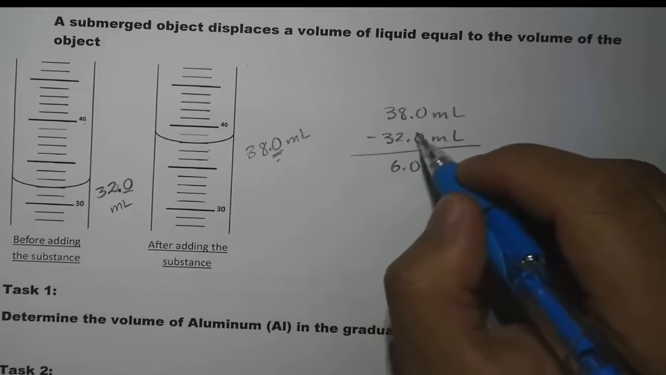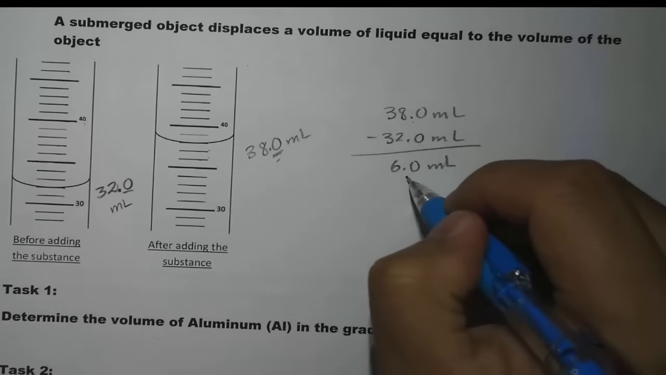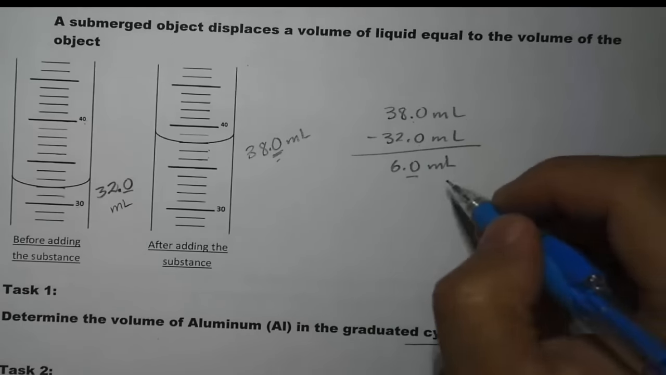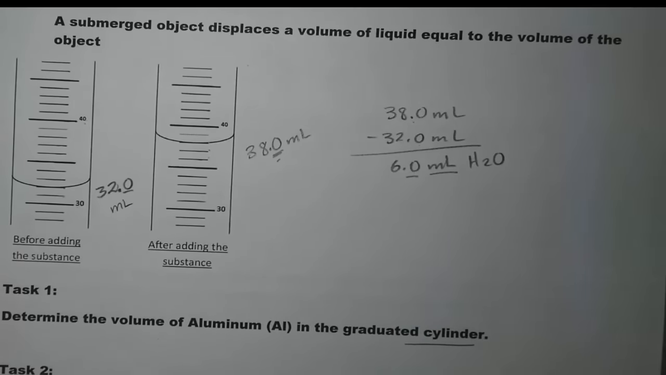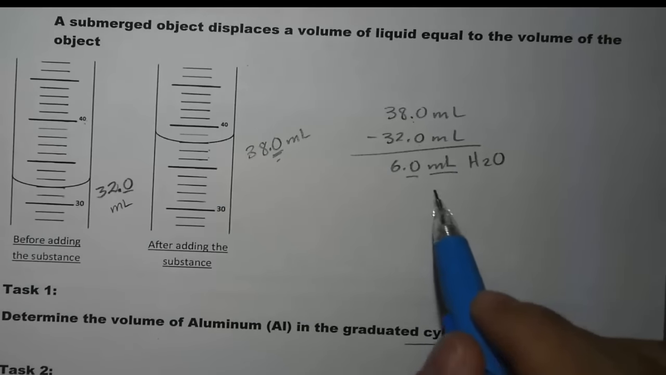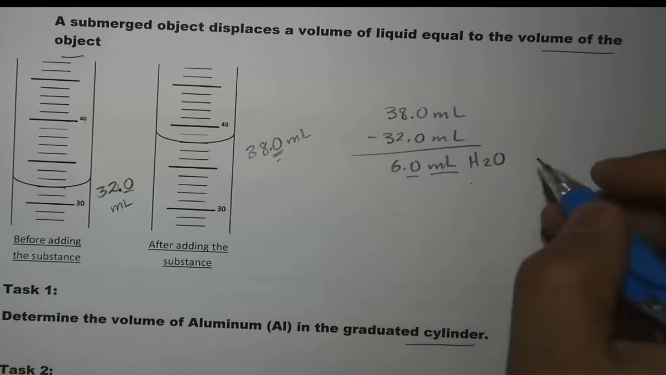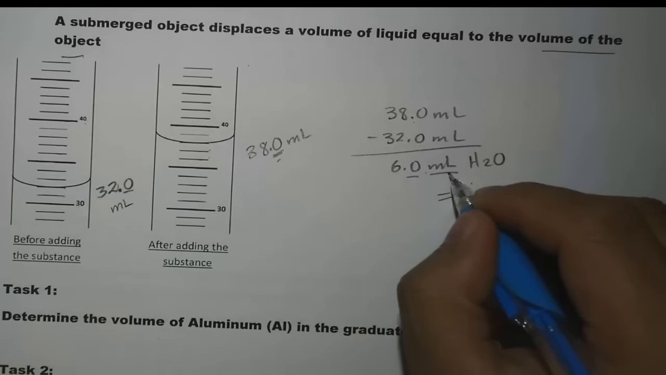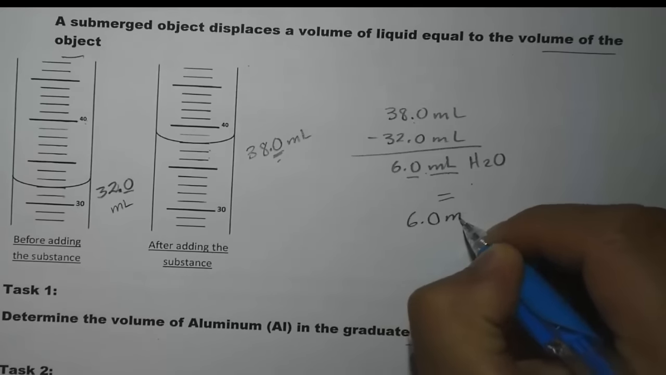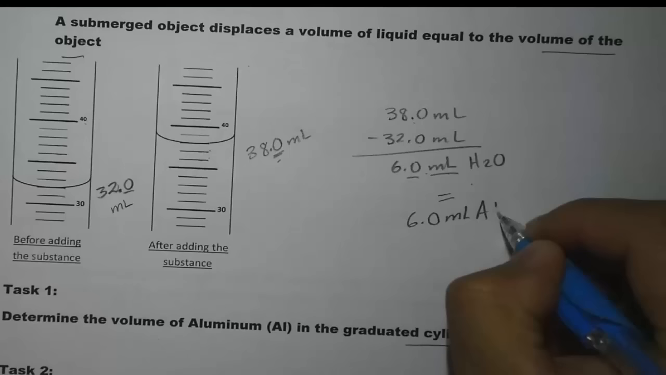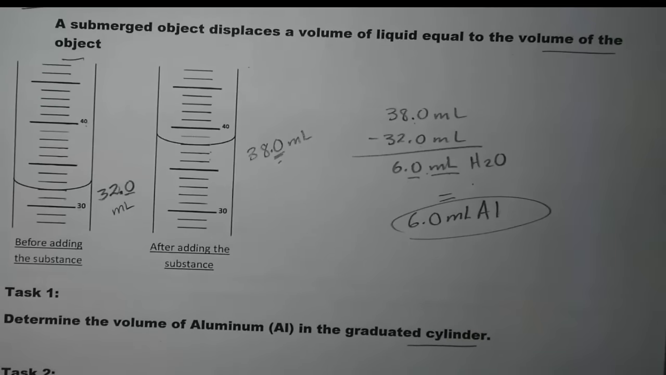Notice how we subtract, right? We keep the least decimal place, but both of them have one decimal place, so our answer also has one decimal place. Now, the volume of what? Specifically, it is the volume of water that we're looking at. But we also know that the volume of water being displaced is equal to the volume of the object. So this is also equal to the volume of the object or the substance, in this case aluminum, 6.0 mL aluminum. And that's all we have to do for this type of problem.